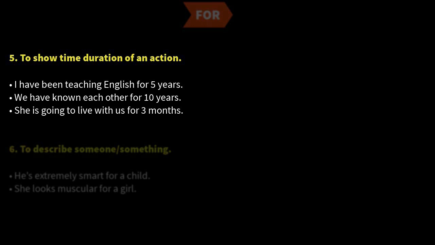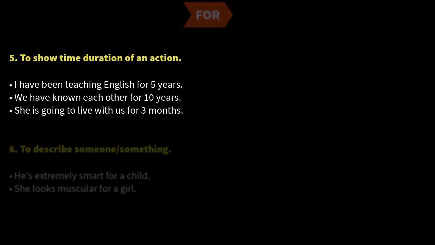We have known each other for 10 years. She is going to live with us for 3 months. She is going to live with us for the time duration 3 months. So we also use for to talk about time durations.